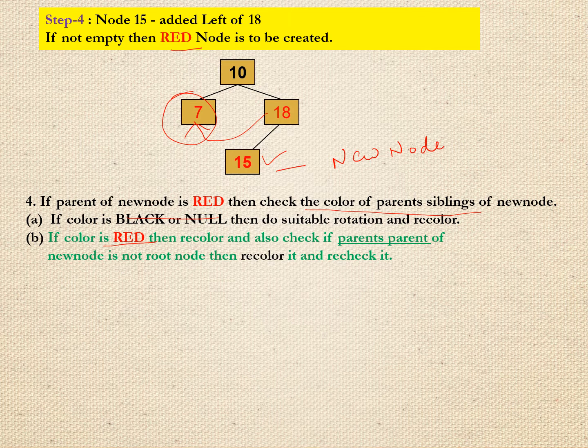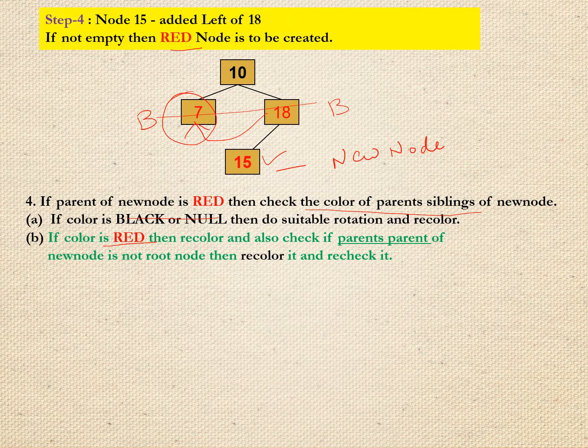So first we'll be checking that 15 is a new node, and its parent and parent's sibling, that is 7. They are in red color, so we have to recolor them. Now both node 18 and node 7 will turn black.